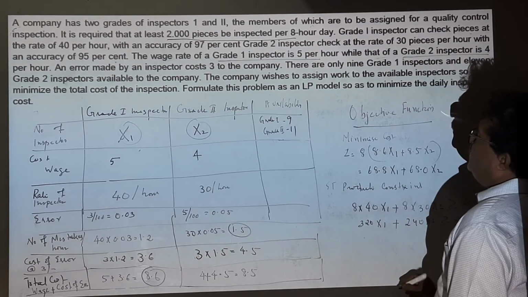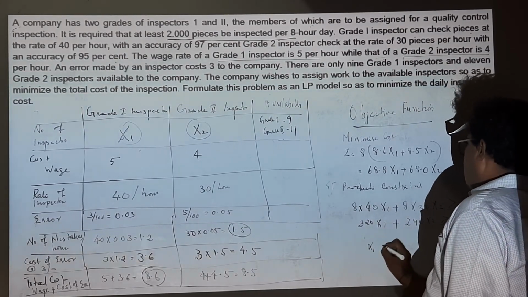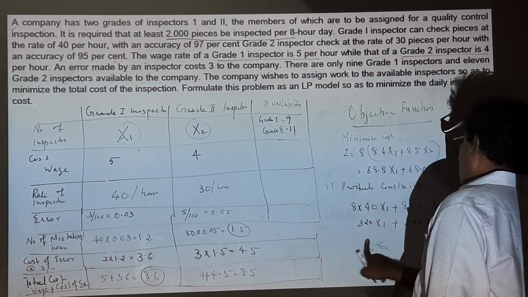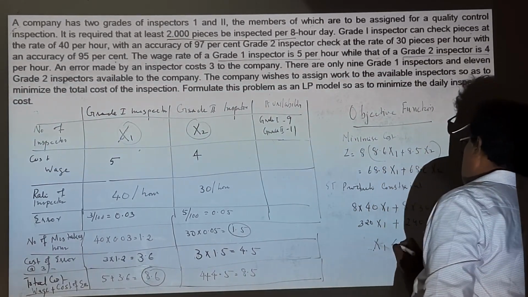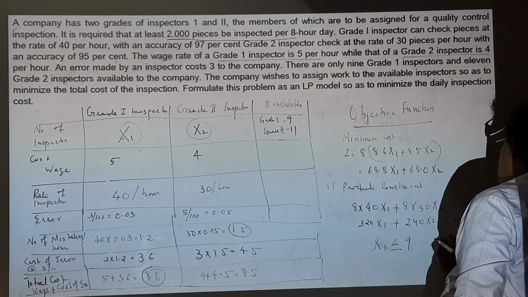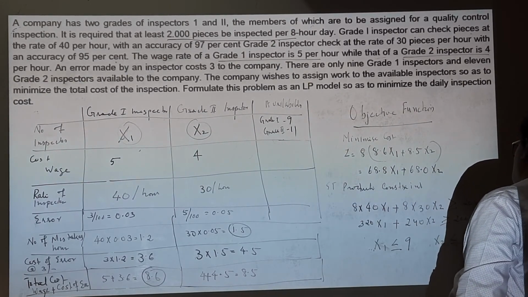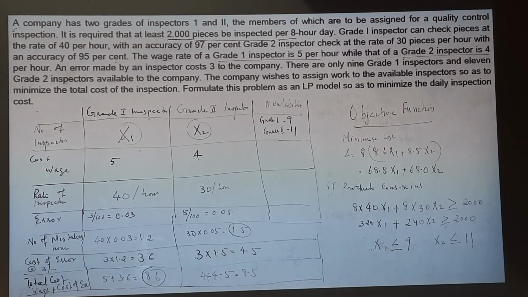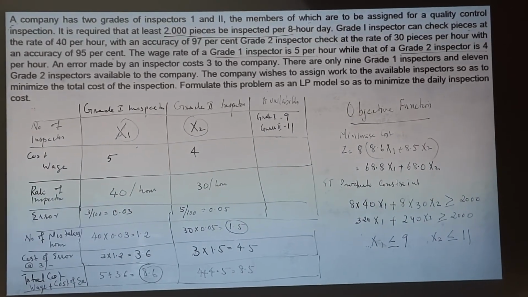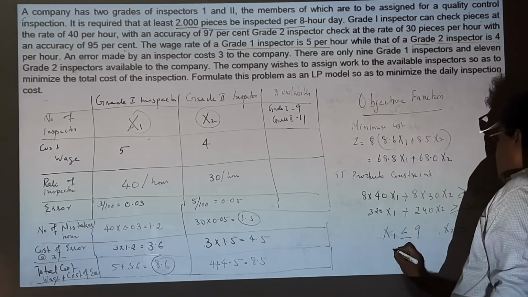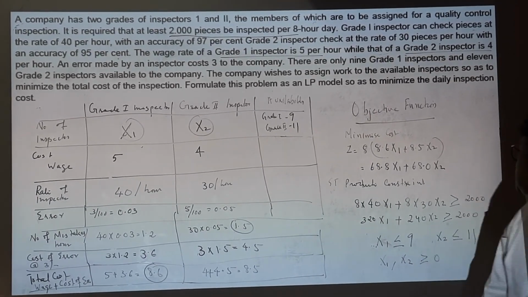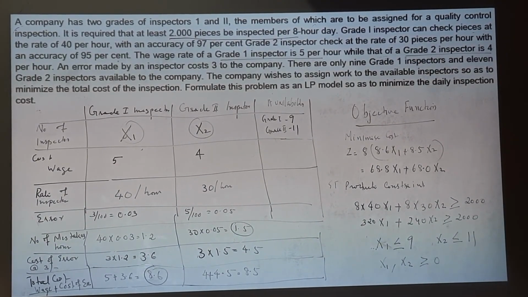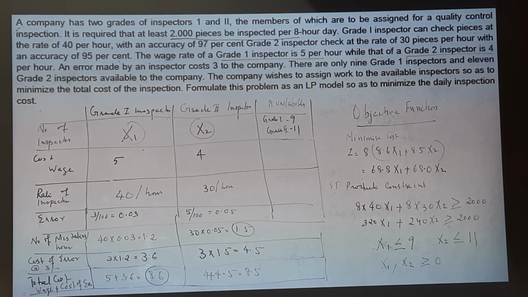And also we need constraints on x1 and x2. So we have another constraint. Grade 1 inspectors, x1 should be less than or equal to 9. x2 should be less than or equal to 11, because maximum we have only 9 inspectors and 11 inspectors. And finally x1, x2 should be non-negative numbers. x1 and x2 should be greater than or equal to 0. So this is the solution to the problem.